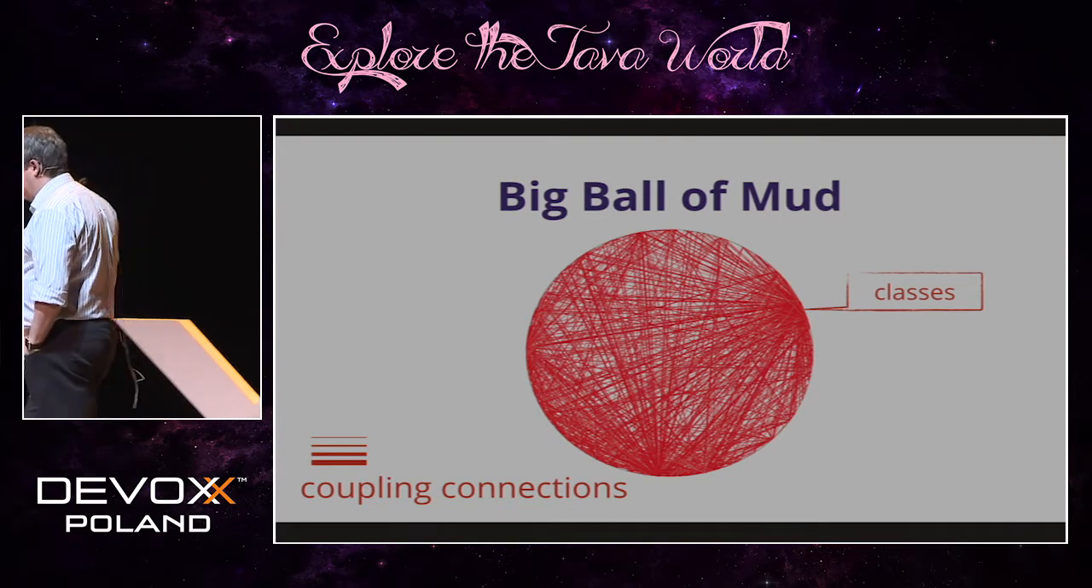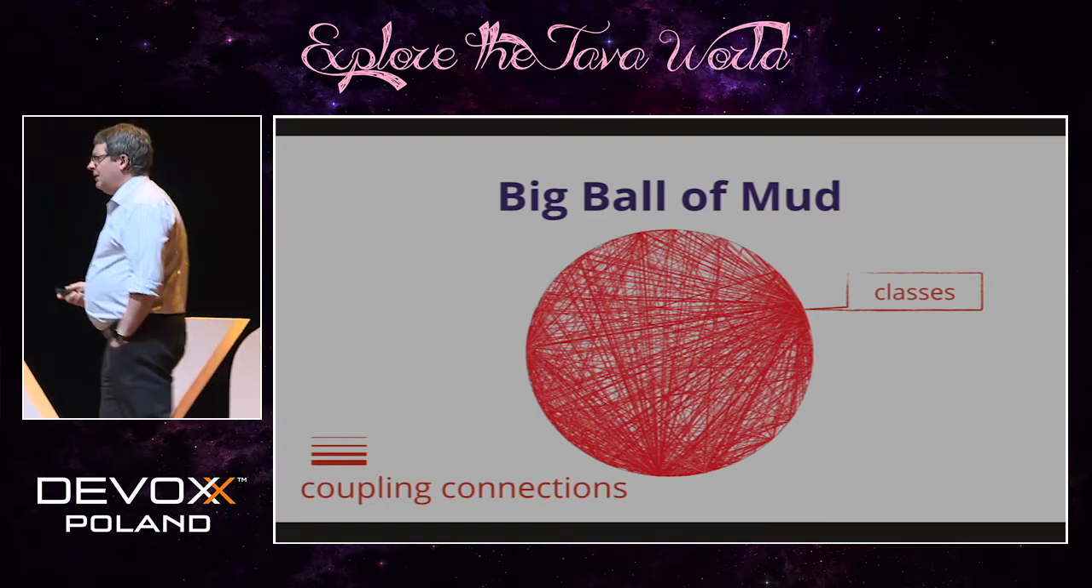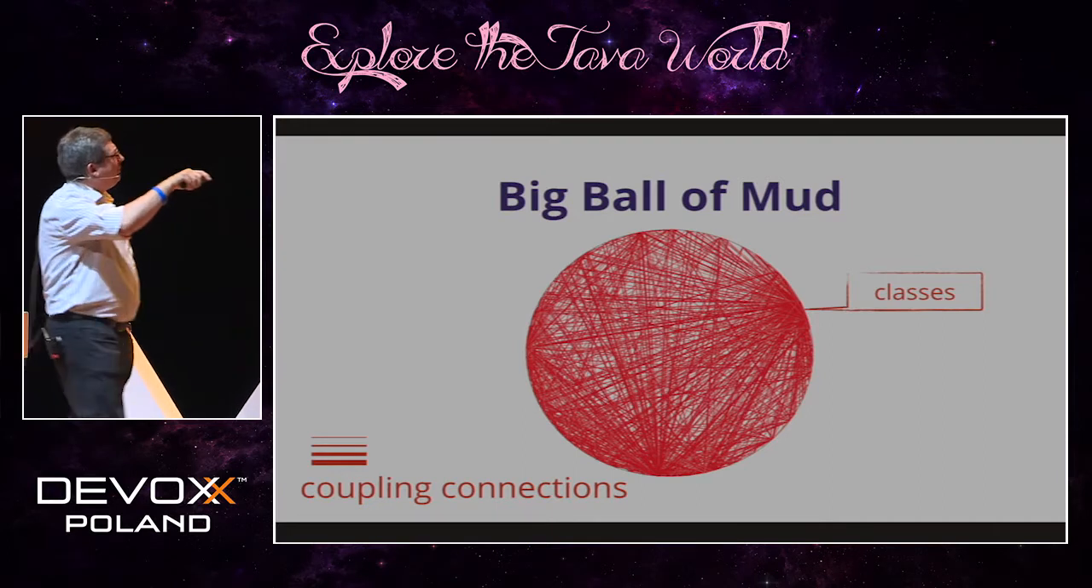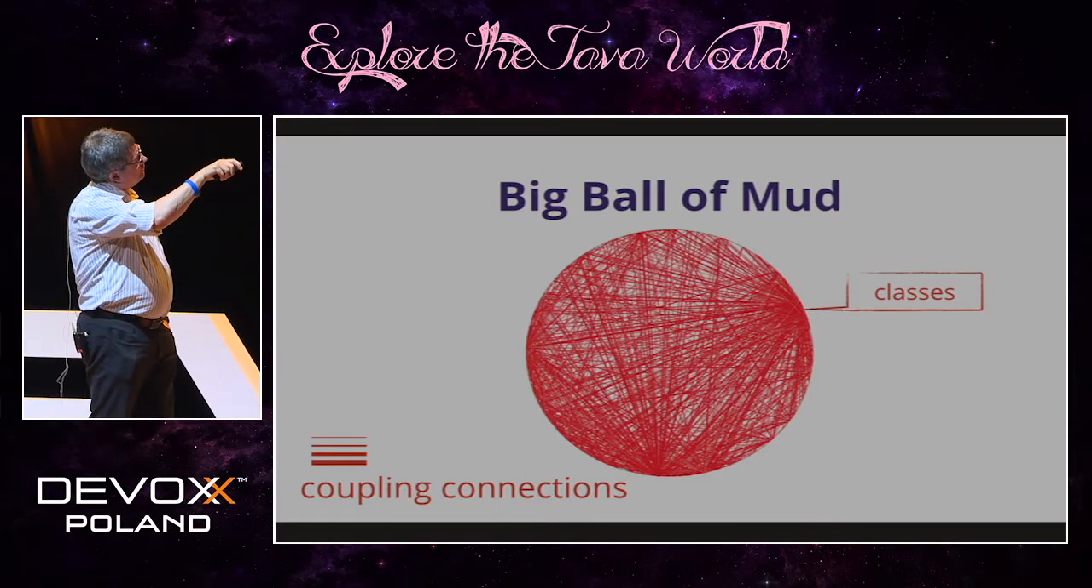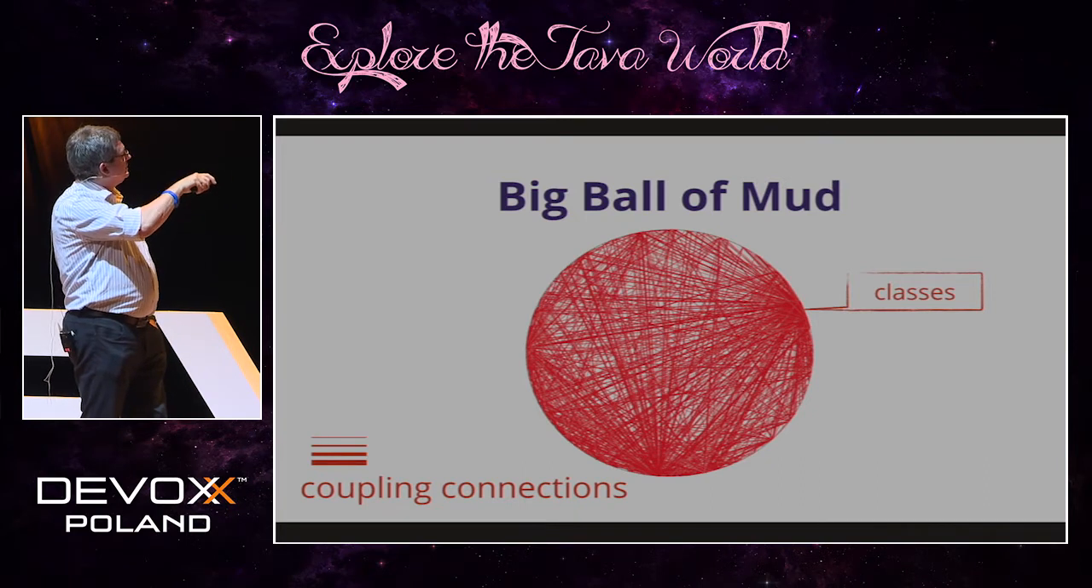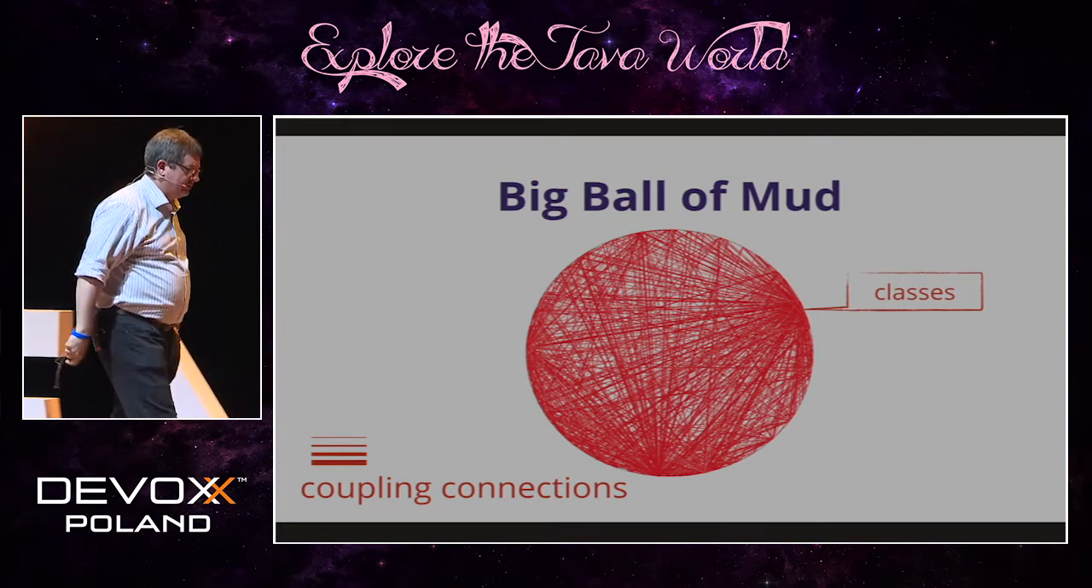This is a visualization from a tool called X-ray. The little tiny sub-pixel sized dots that you see on the perimeter here are classes, and the lines are the connections between those classes, and the stronger the line, the more connections there are.